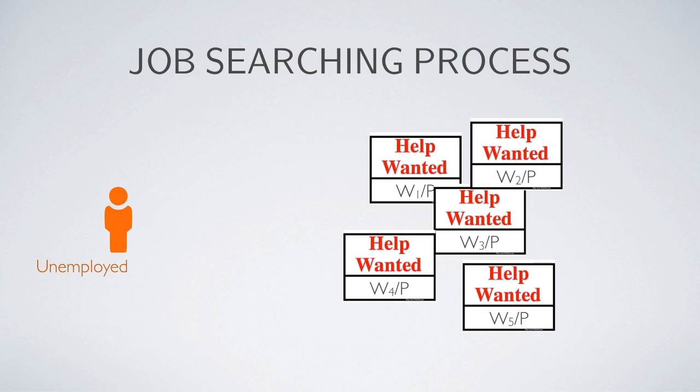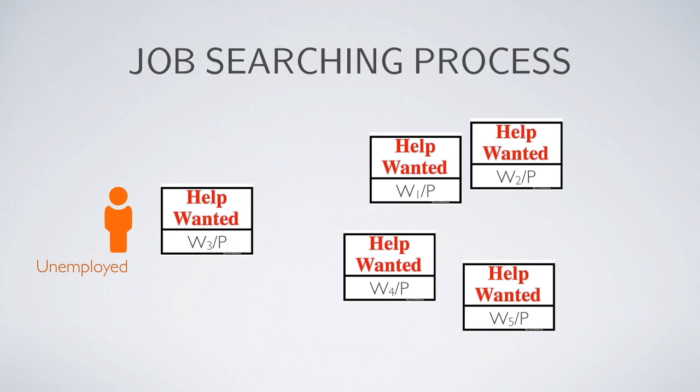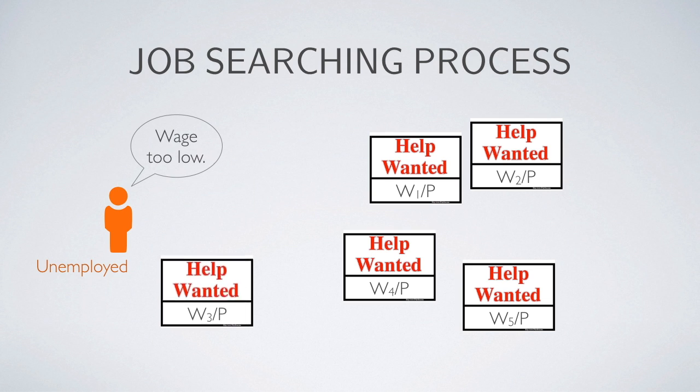First, for a job searching model, we consider the job searching process. In the job searching process, every unemployed worker is going to encounter some job offer from a pool of possible job offers. Accidentally, he can bump into a certain job offer. For example, he bumped into this one that offered him a wage rate of W3 divided by P. And then he will look at the job wage and decide whether he wants to accept the job or not. He might think that the wage is too low, therefore he will reject the job, and he will continue to search for a job opportunity.